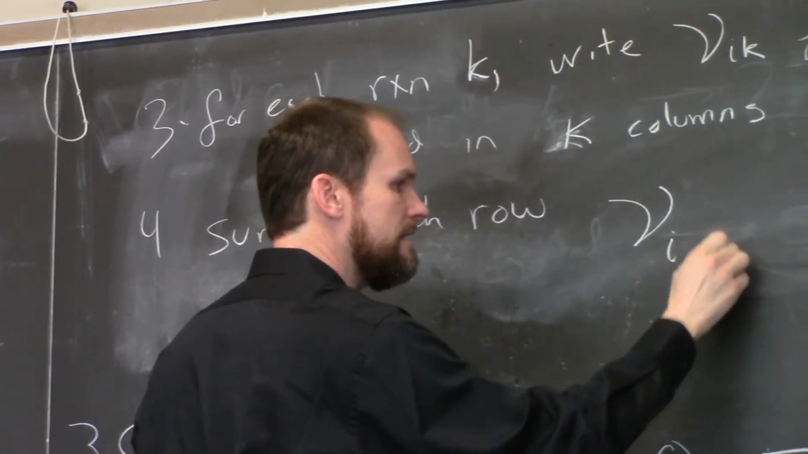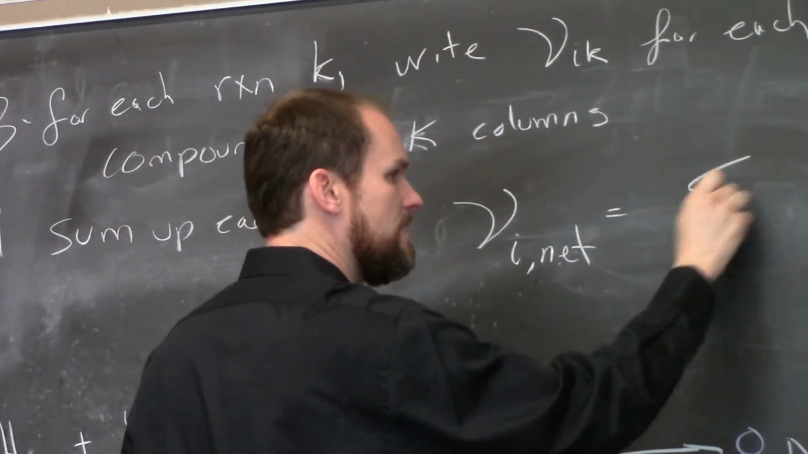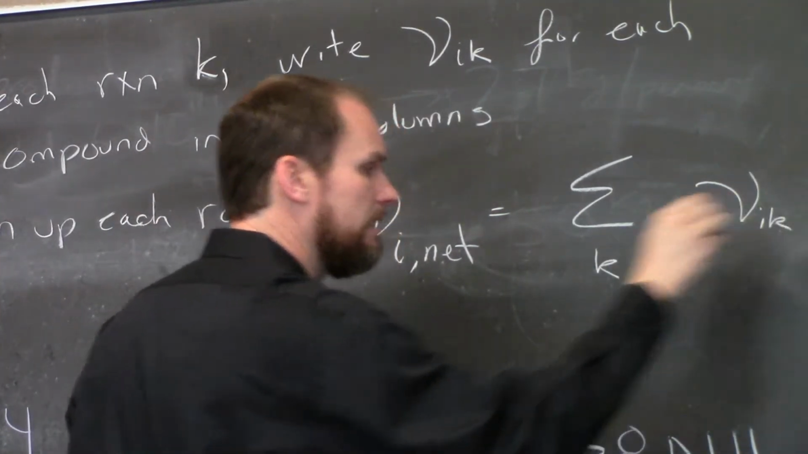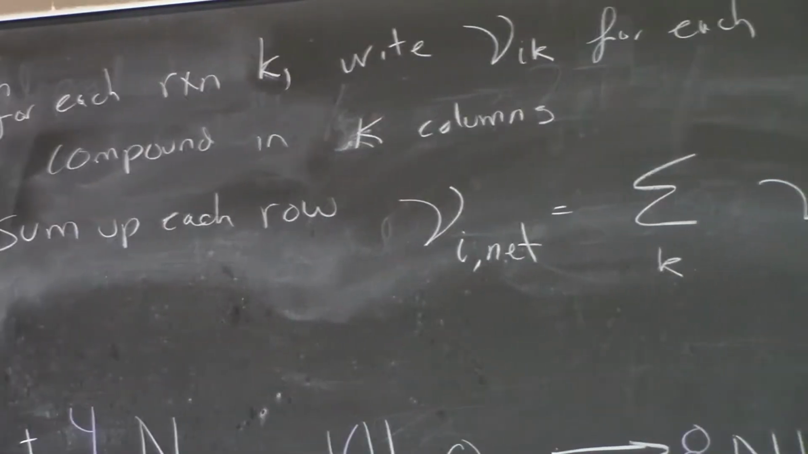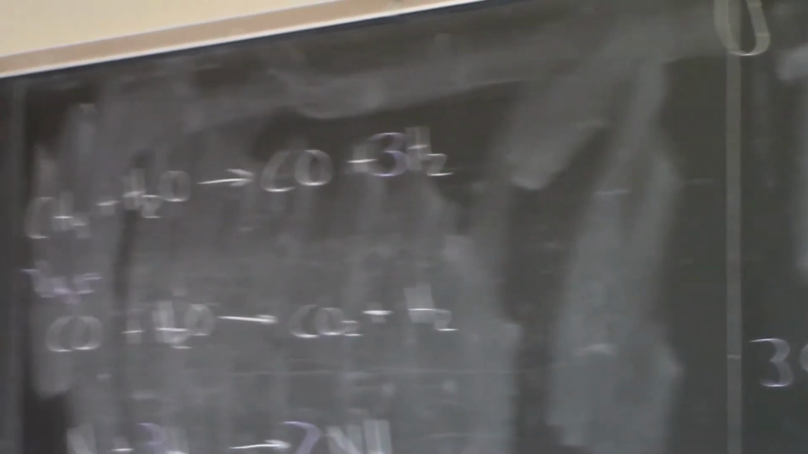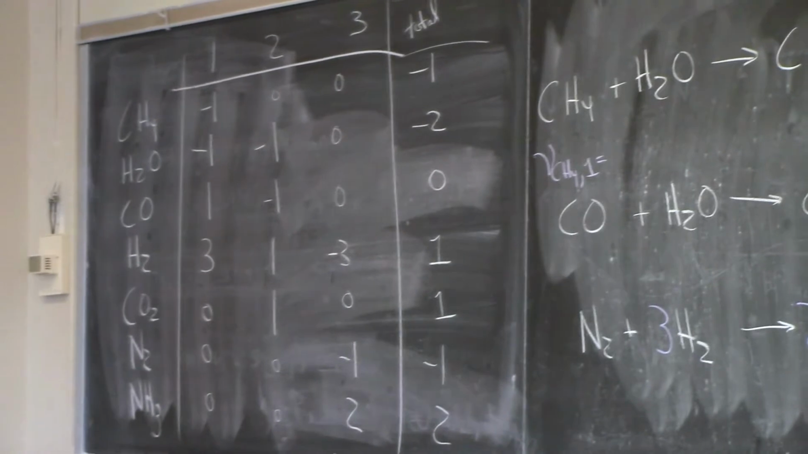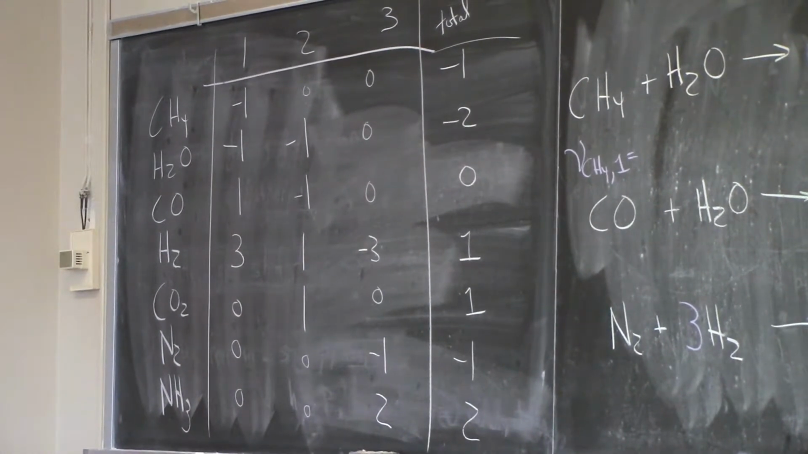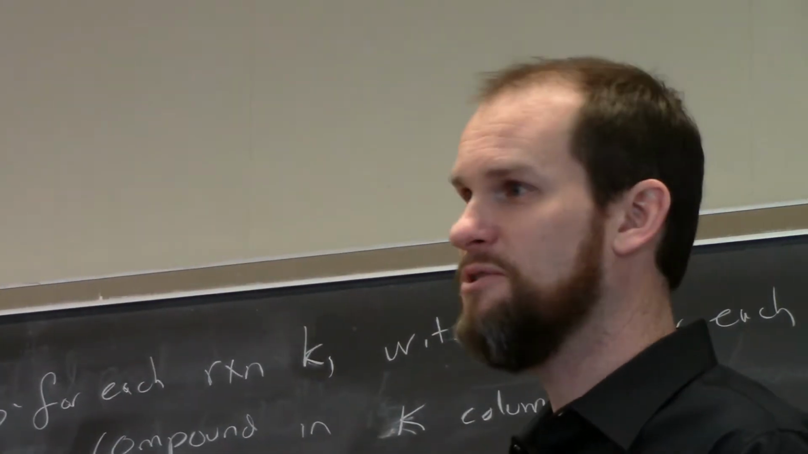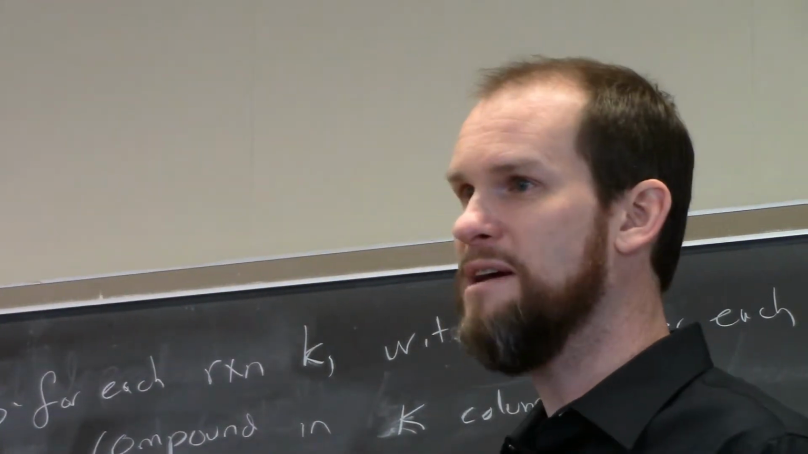New I net equals the sum over each reaction K of new IK. So we took that matrix, new IK, this is a matrix, right? We just took the sum across each reaction K to get for each compound I, what's the net production. So what are we trying to do? We're trying to make, what are you trying to make here? Ammonia. What did we end up making?